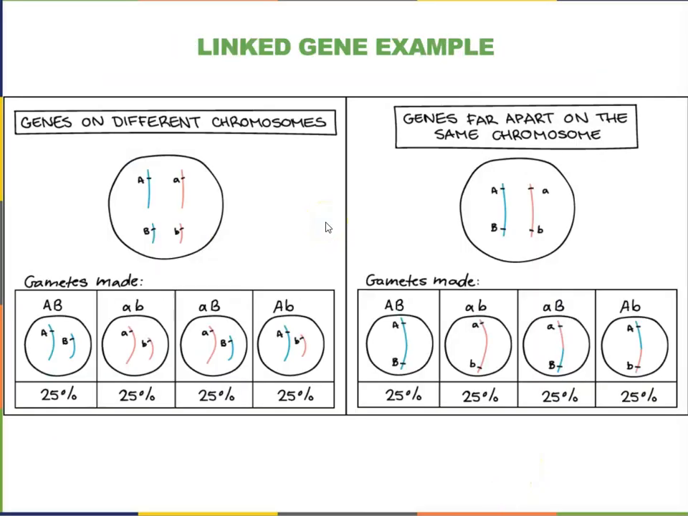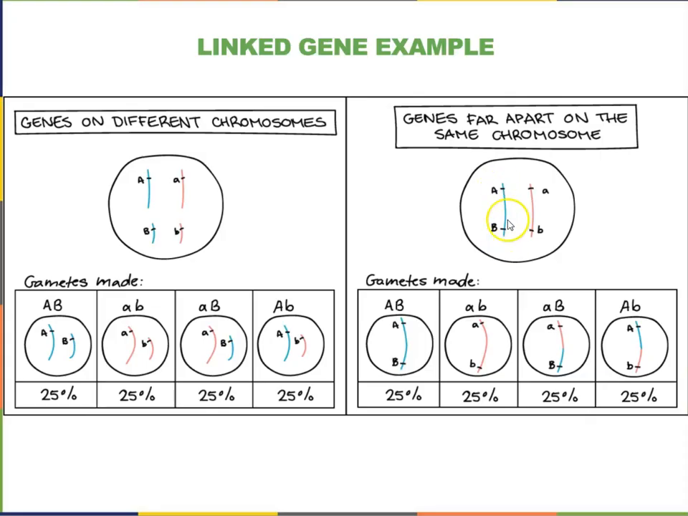Here's an example to show you how the alleles on the linked genes are separated. If the genes are on different chromosomes, based on the law of independent assortment, there are 4 possibilities for gametes. So you will have big A big B together, little a little b, little a big B, big A little b. We'll have an equal percentage for each of the gametes.